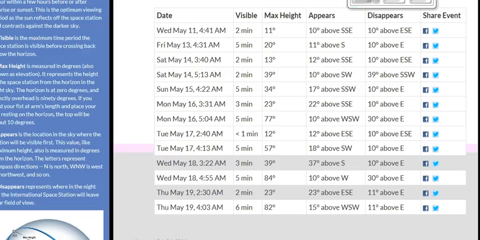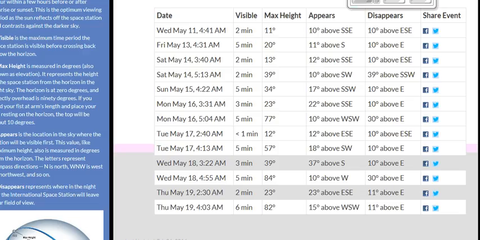The next time that it's going to be visible in Calgary or Okotoks is Wednesday, May 11th. That's about 6 days from now. The problem is it's going to be 4:41 in the morning, and it's only going to be visible for 2 minutes. It's not a great viewing because it appears at 10 degrees above south-southeast. This is south, this is west, this is east, okay, over here. So it's going to appear down there somewhere in the sky in that direction, but it's going to be really low on the horizon, 10 degrees above the horizon. And its maximum height as it goes across the sky is only going to be 11 degrees.